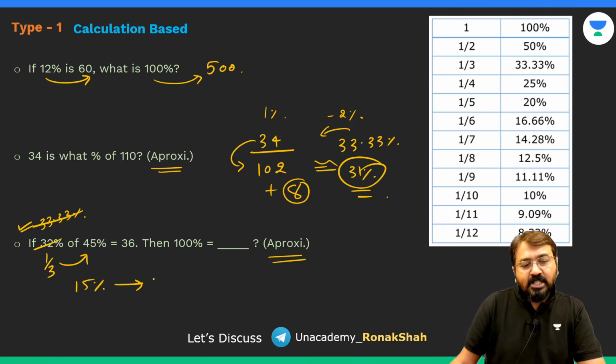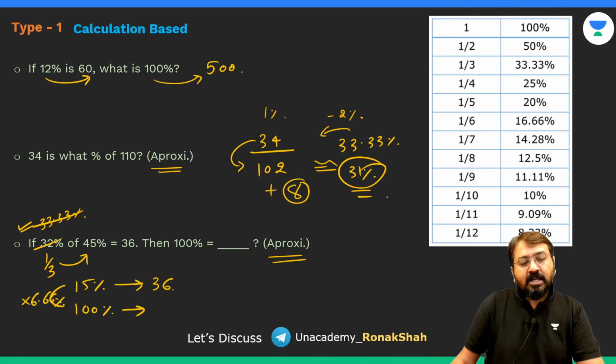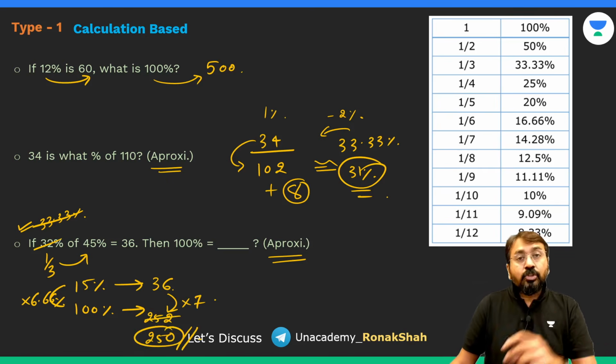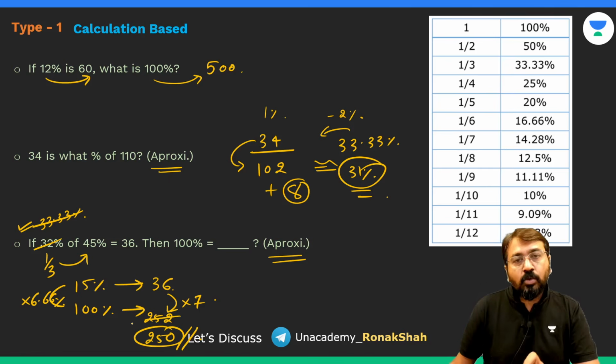So 15% of a number is 36. We need to find out what is 100% of that number. Now we know 15 into 6.66 is nothing but 100. So let me multiply 36 by 7. It will come out to be 252. So approximately this value should be around 250. Isn't that so? This is how you should be able to figure out the calculations quickly.